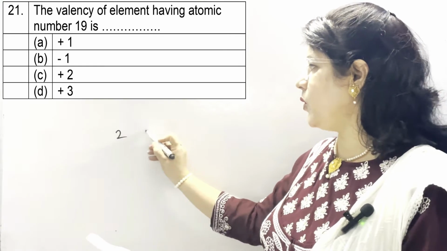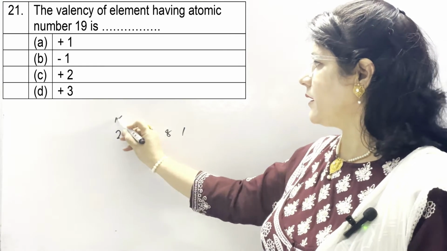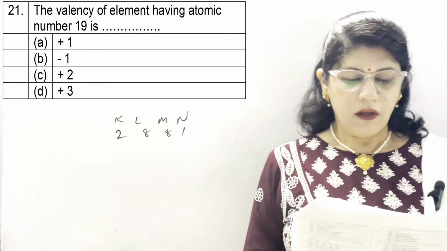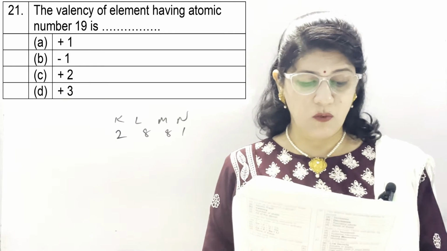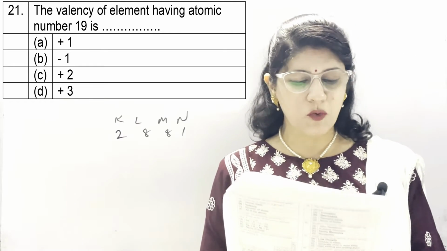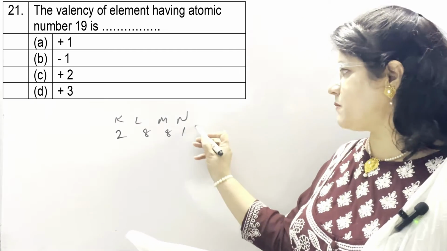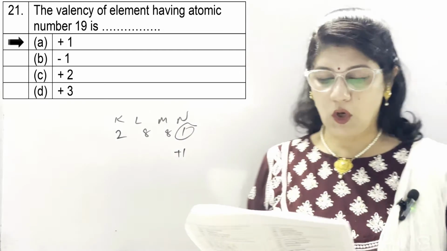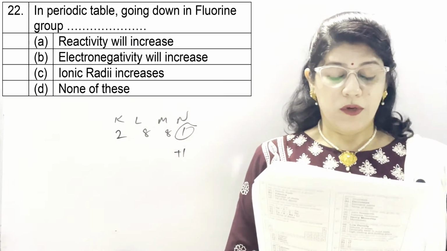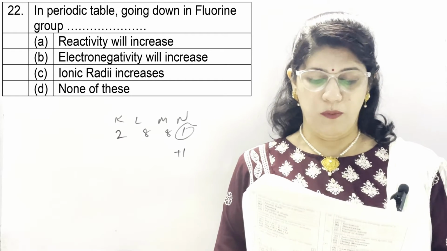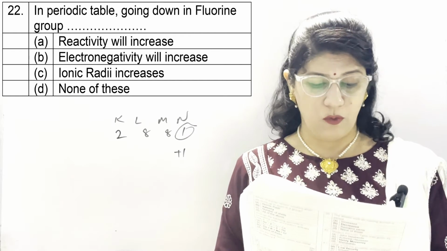19, it means 2, 8, 8 and 1. K, L, M and N. It is 19. So A option is +1, B is -1, C is +2 and D is +3. So we know that the valency of this element is +1 because it is a metal. Question number 22. In periodic table going down in fluorine group. Fluorine group means halogen group.